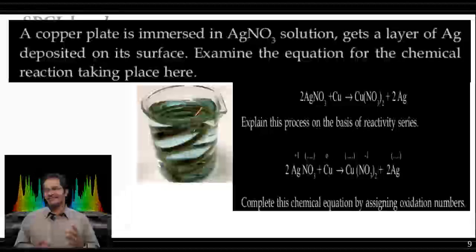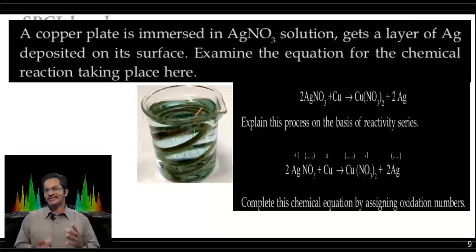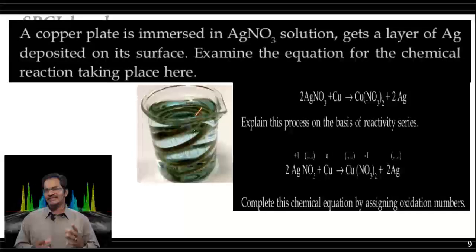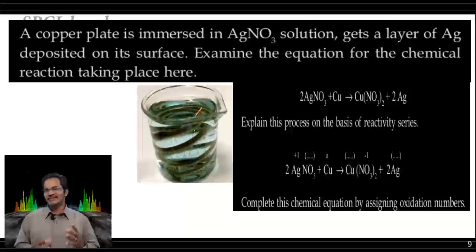Take another example. A copper plate or copper wire is immersed in AgNO3 solution, silver nitrate solution, and gets a layer of silver deposited on its surface. We can see the diagram or the photo or the figure. So what happened here? Something is deposited on the surface of this copper. What is the mechanism here? We have to examine the equation for the chemical reaction taking place. So you write the equation.